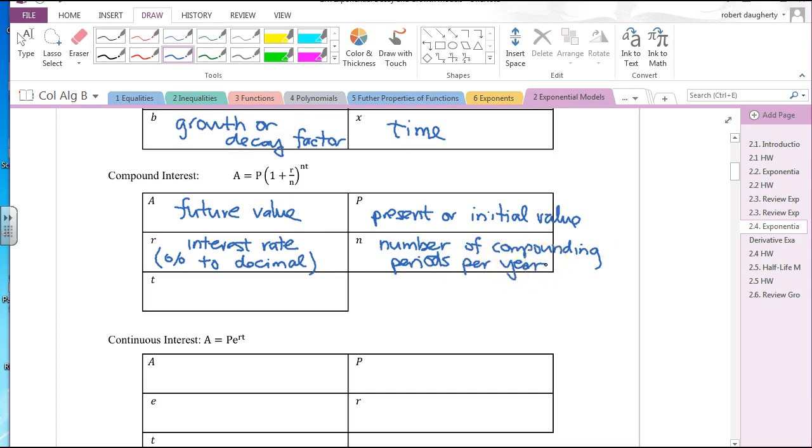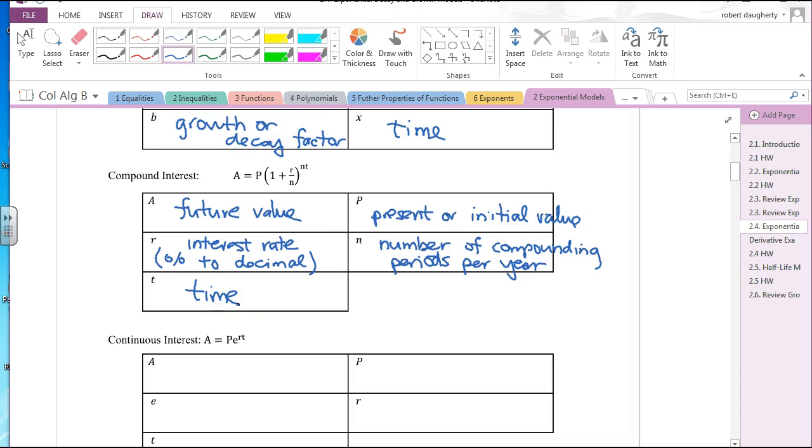I didn't mean for it to be a trick question, but it was to some people. If interest is compounded yearly, how many times a year does that mean? 1. Okay, so n was 1. If the interest is compounded monthly, n is 12. Okay, you've got that. T always represents what in our models? It's time.